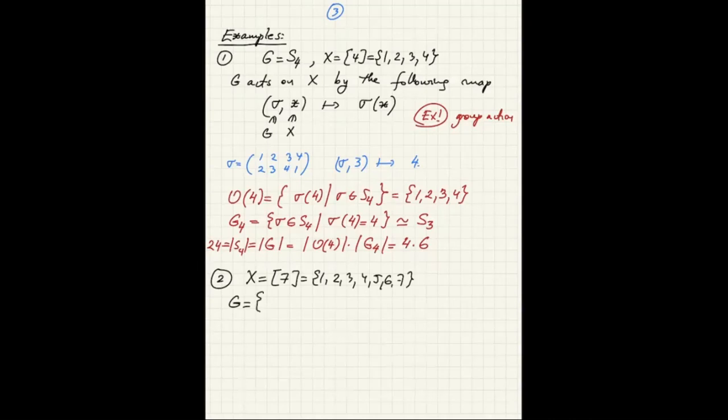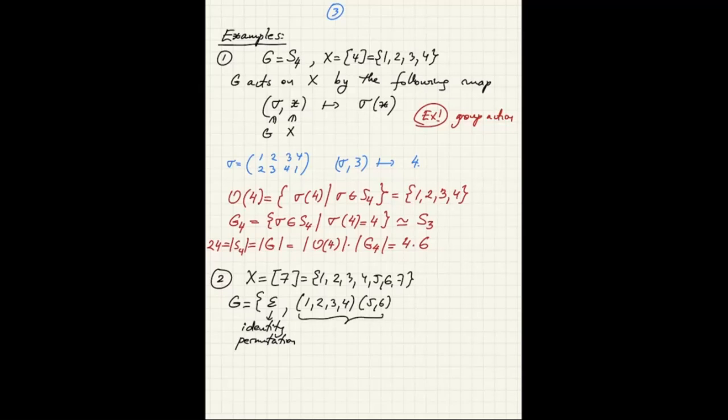This will be a subgroup of S7. It consists of the identity, which I denote by epsilon. So this is the identity permutation. You can put a 7, but let's just leave it like this. And then the second one is a product of 2 cycles, (1 2 3 4) times (5 6).